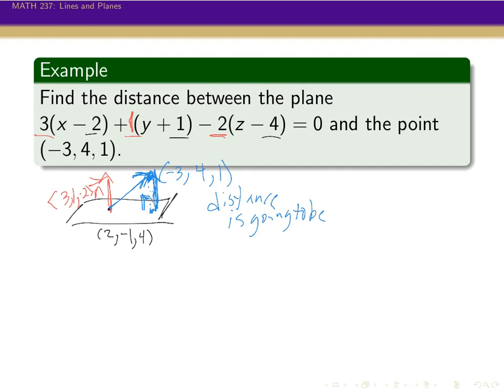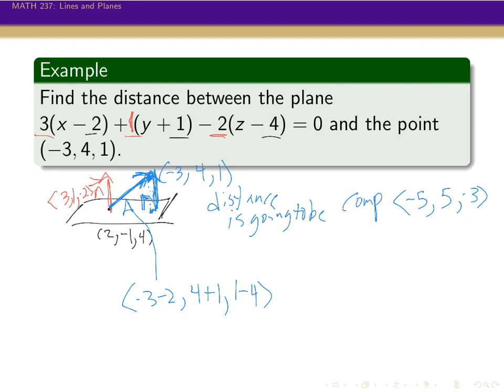take this vector right here, so minus 3 minus 2 gives me minus 5. 4 minus minus 1 gives me 5. 1 minus 4 gives me minus 3. And so that's this vector right here. And then the distance is going to be the component of this onto n.